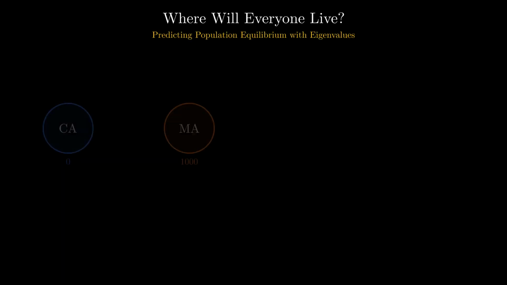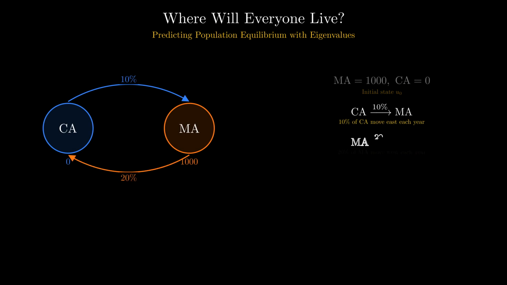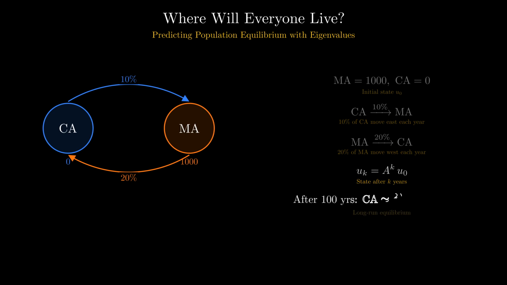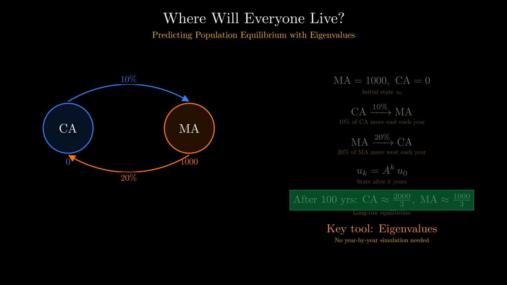Imagine 1,000 people all live in Massachusetts today. Each year, 10% of Californians move east to Massachusetts, and 20% of Massachusetts residents head west to California. After 100 years, how many people live in each state? The answer to extraordinary precision is 2,000 divided by 3 in California, and 1,000 divided by 3 in Massachusetts. And we can find it without simulating a single year.